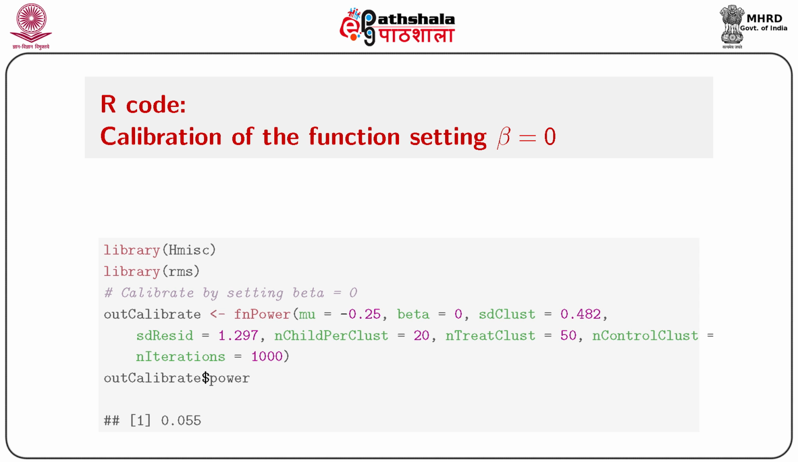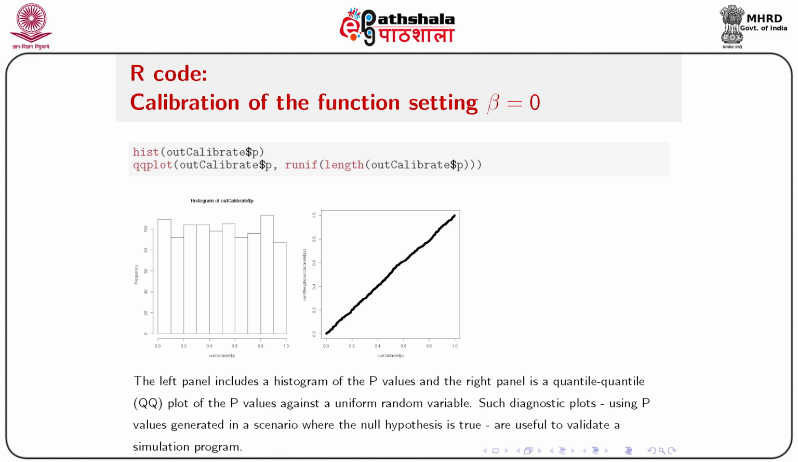So it can be calibrated now. It is a stable function. Further, you can also take a histogram and a QQ plot of the p values. The left panel includes the histogram of p values, and the right panel is the quantile plot of the p values against uniform random variables. Such diagnostic plots, using p values generated in a scenario where the null hypothesis is true, are usually used to validate a simulation program. So it clearly indicates that this is a valid function you can use.